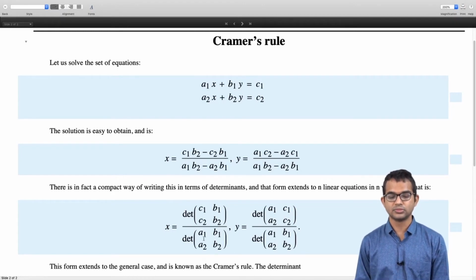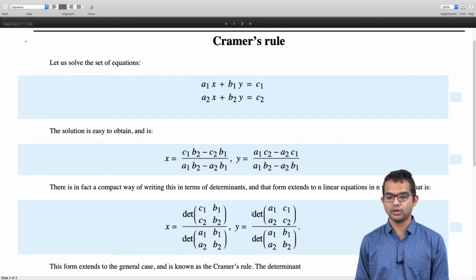But if you are interested in finding x, then in place of a1 and a2, which are the coefficients corresponding to x, you implant the right hand side, the constants c1 and c2, in the numerator. You have to compare the matrices in the numerator and the denominator. The only thing that is different is that in place of a1 a2 you have c1 c2, and likewise, if finding y, in place of b1 b2 you have c1 c2.